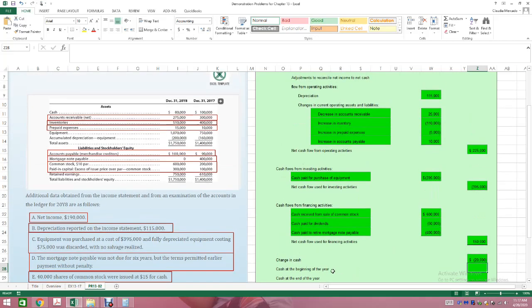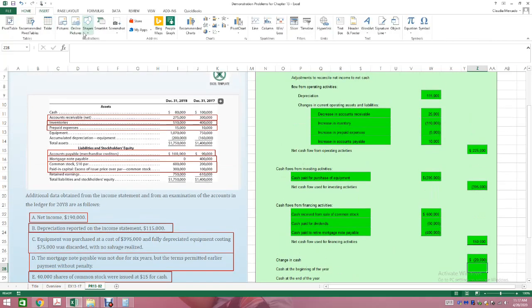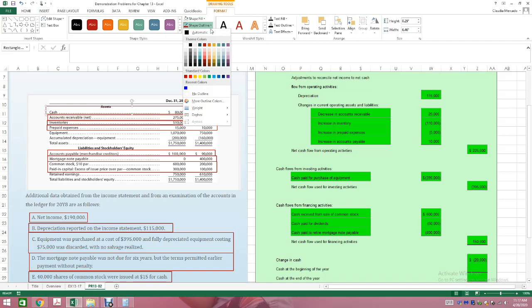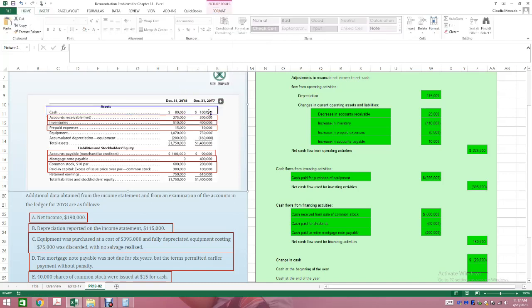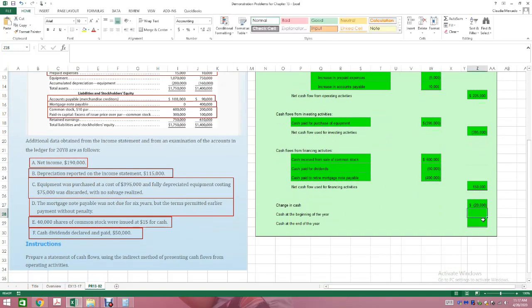Now we're going to get the cash at the beginning of the year. Now we're looking at our cash account. We need to make sure that we reconcile to our cash. So, my cash at the beginning was $100,000. Now I'm going to get my negative 20,000. I'm going to add these two numbers together. That plus that is going to give me an $80,000 cash at the end of the year.